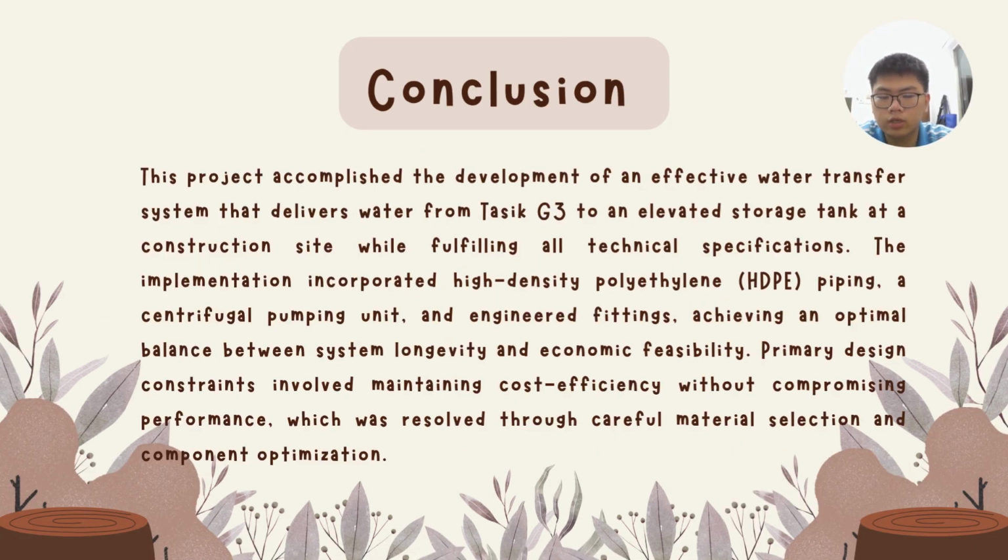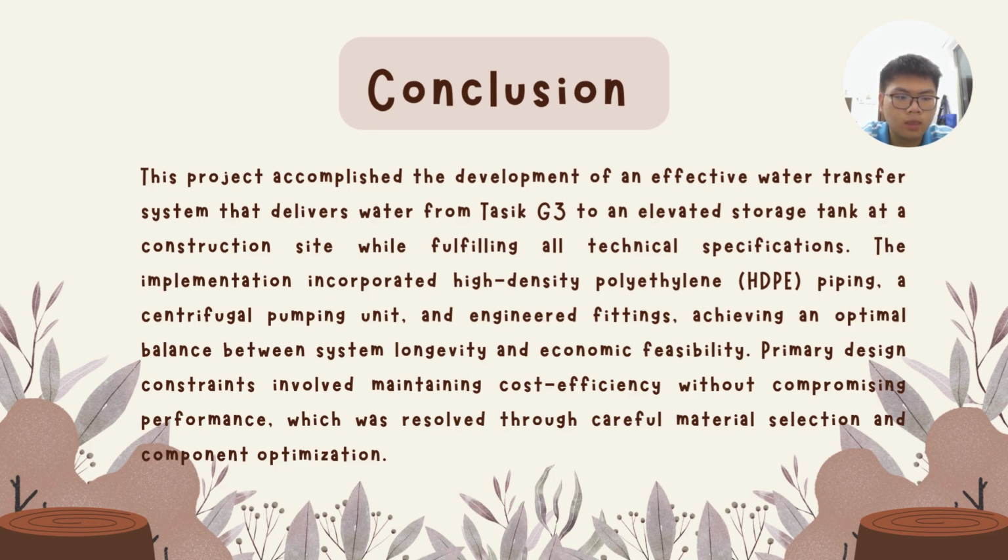So I will make a summary and conclusion for our project. In this project, we accomplished the development of an effective water transfer system that diverts water from Dasej 3 to an elevated storage tank at the construction site while fulfilling all technical specifications. The implementation incorporates high-density polyethylene piping, a centrifugal pumping unit, and engineered fittings to achieve an optimal balance between system longevity and economic feasibility. From the primary design, the challenge involved maintaining cost efficiency without compromising performance, which was resolved through careful material selection and component optimization.